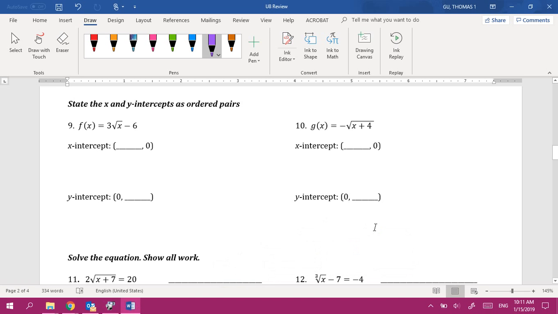Number 10, you're looking for the x and y intercept, but there's no graph here, right? So this is where you can solve algebraically. And they already gave you some starting points, but you kind of have to figure out what to do with it. So for number 10, there's the equation right there. G of x equals negative square root of x plus 4.